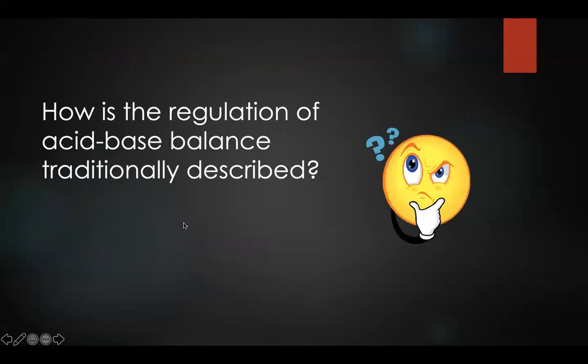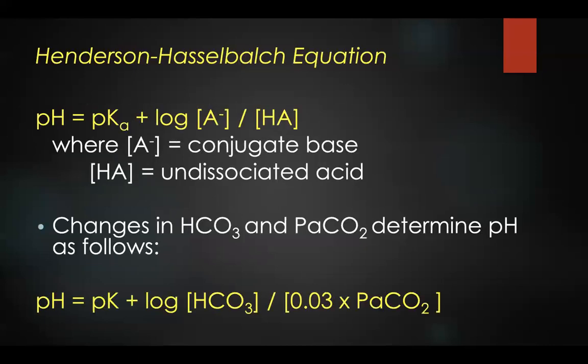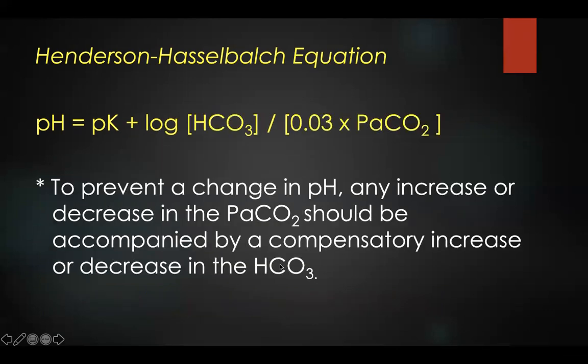So how is the regulation of acid-base balance traditionally described? We can apply it through the Henderson-Hasselbalch equation. The Henderson-Hasselbalch equation states that the pH is equal to the pKa plus the logarithm of the ratio of the conjugate base and the undissociated acid. Changes in bicarbonate and PaCO2 determine the pH as follows: pH equals pK plus the logarithm of bicarbonate divided by 0.03 times the partial pressure of carbon dioxide. Now, to prevent a change in pH, any increase or decrease in the PaCO2 should be accompanied by a compensatory increase or decrease in the bicarbonate.